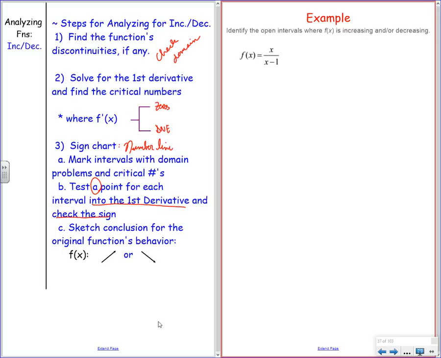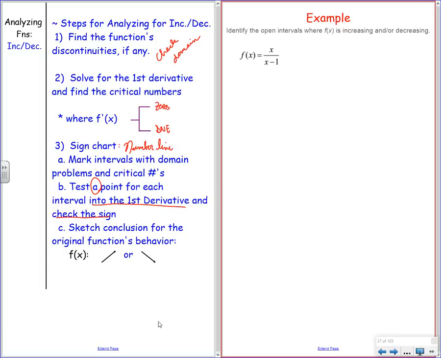Okay, so how do we take a function, no graph, x over x minus 1, and we're not allowed to use our graphing calculator, and we can't necessarily get the graph precisely on our own just by looking at it? How do we figure out where it's increasing and where it's decreasing? These steps.